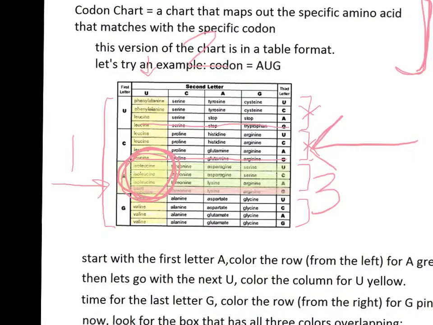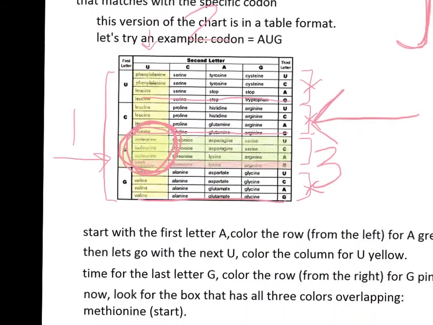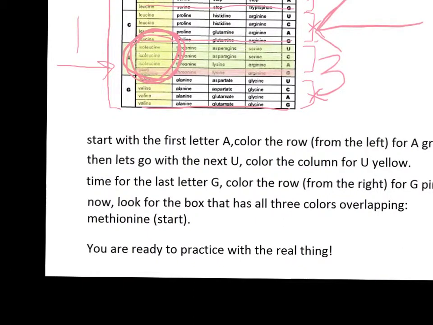But this third group of UCAG, if I color that pink in, I get pink, green, and yellow, all intersecting in one particular box. So that's the one we're going to do. And again, the bottom one doesn't have it, so if I go across, it's just yellow. So you've got one box that overlaps with all three colors, pink, yellow, and green, and that box is methionine.